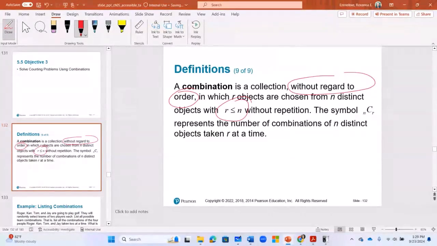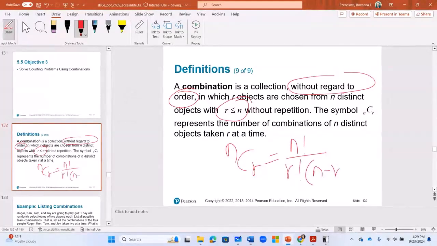The symbol n combination R is the representation of combination. Before we continue, let's write the formula. n combination R is equal to n factorial over R factorial times n minus R factorial. So we're going to start with factorial. What in the world is factorial? We're going to start by answering the question on factorial.